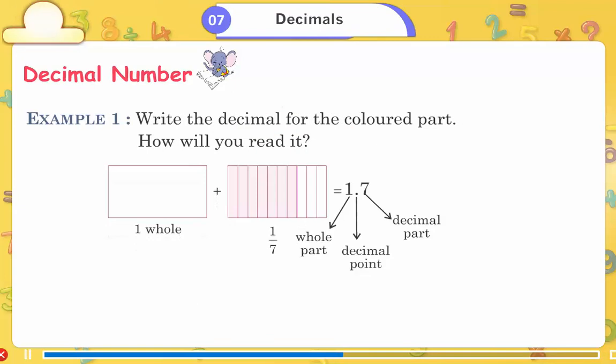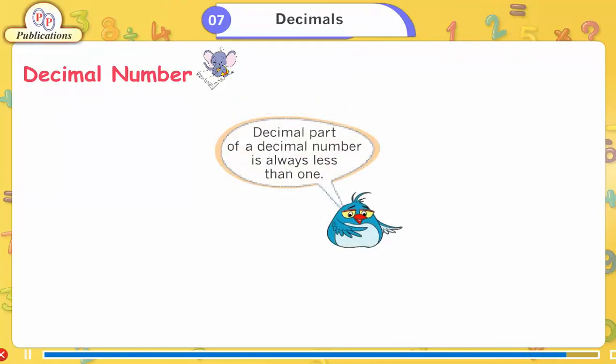Example 1. Write the decimal for the colored part. How will you read it? 1 whole plus 1 upon 7 is equal to 1.7, where 1 is the whole part, point is the decimal point, and 7 is the decimal part. 1.7 is read as 1.7. The decimal part of a decimal number is always less than 1.